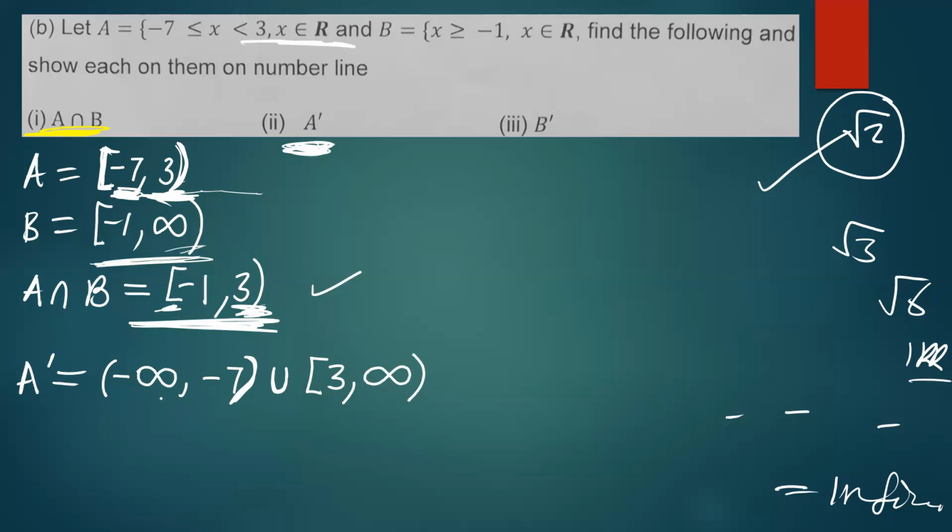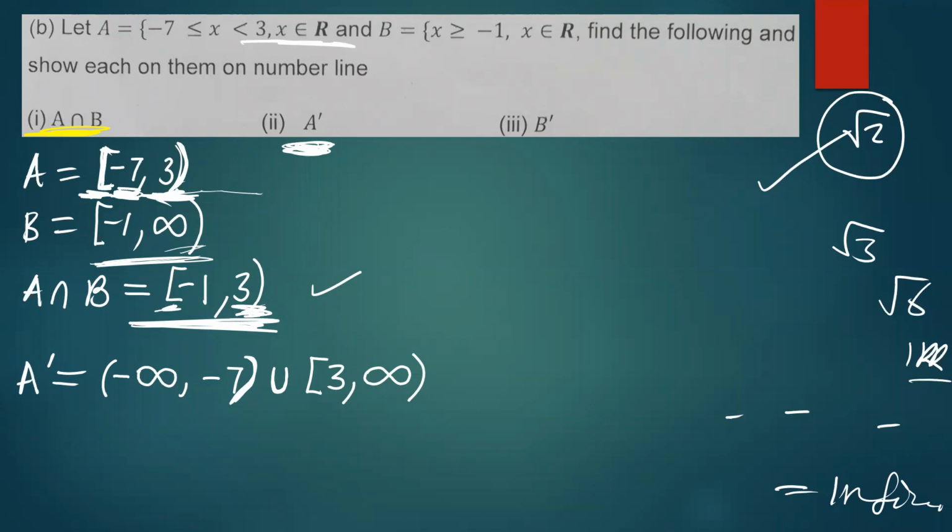So A complement starts from where? From negative infinity, and then it ends at negative 7. Negative 7 is part of set A because of the square brackets there. And then this means that it's not going to be part of what? Negative 7 is not going to be part of the A complement.